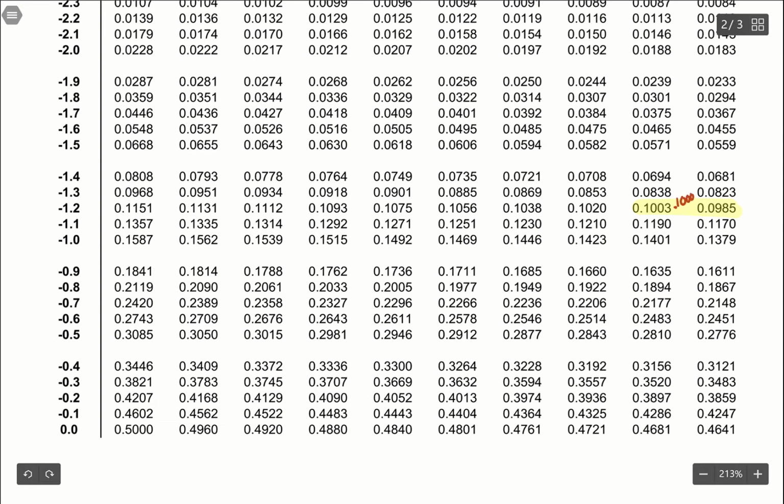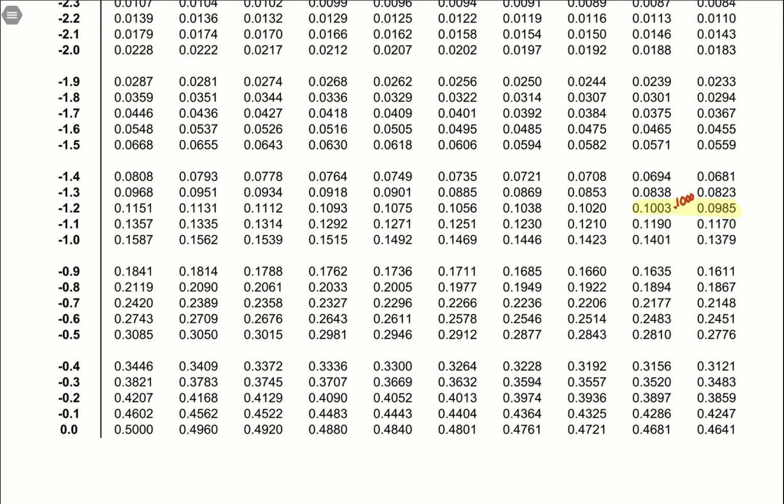0.1000 is between those. So when it's in between, what you want to do is think, which is it closer to? And that's the value that we'll use. Now what you could do is use subtraction and see. So if I take 0.1000 and subtract it with 0.1003, I can see that it's only off by 0.0003. Whereas if I do the other one, it's going to be a larger error.